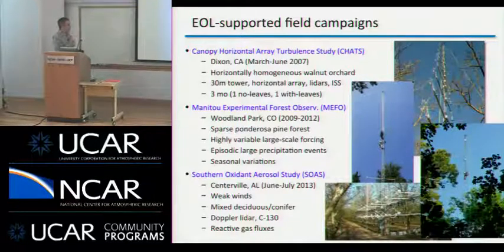And one of the key pieces that came out of that is that for a month and a half, we had very weak winds. So we have a lot of range of stability to work with that we did not have so much in CHATS. But I apologize, today I'm going to spend most of my time talking about the CHATS data.